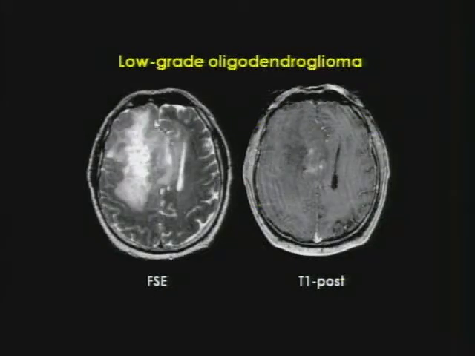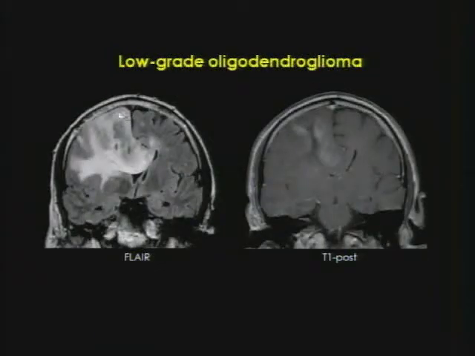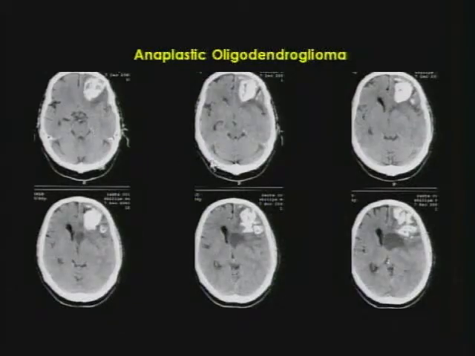Here's another example of an oligodendroglioma expanding the overlying cortex. Another example showing you the cortical expansion. The enhancement pattern could be very variable. So when you see this non-enhancing cortical expansile tumor, particularly in the frontal lobe, think about oligodendroglioma.